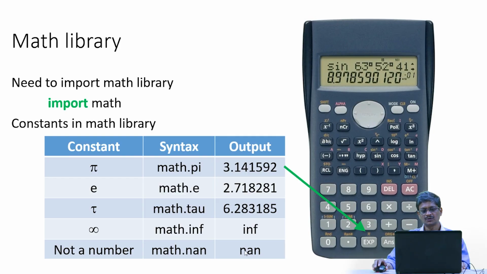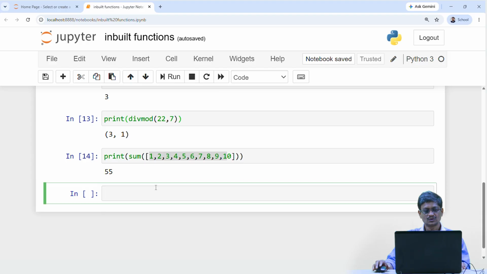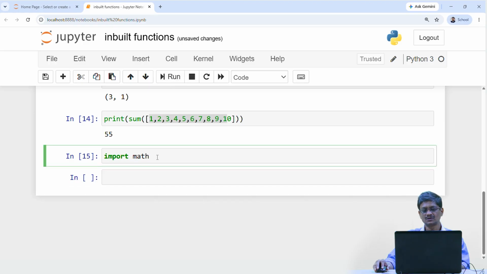The very popular and very useful constant is pi. If you want to use this pi in your calculation, you just have to type math.pi. But since you are using the math library, first you have to import the math library. So let us try this in Jupyter Notebook. Here I'm just importing the math library by typing import math. Once I execute this, all the functions and all the constants that are available in the math library will now be available for us.